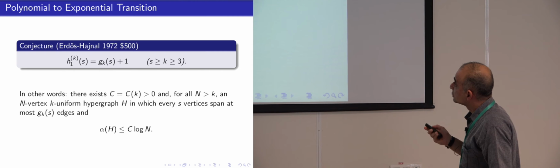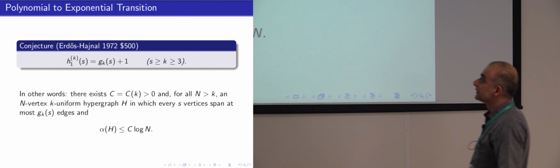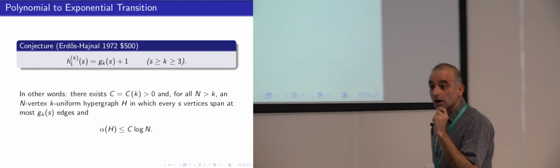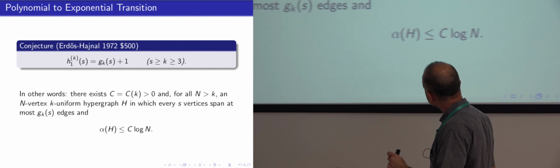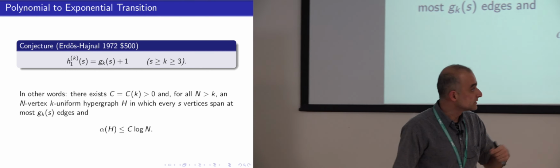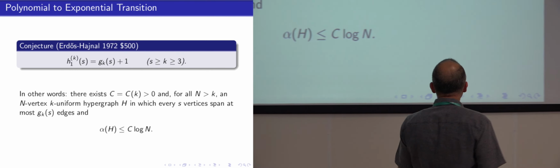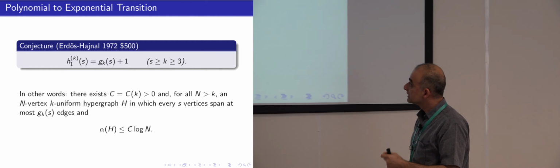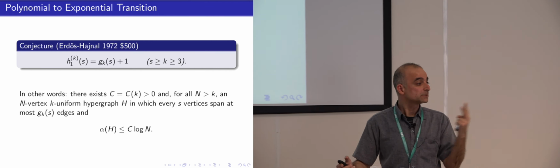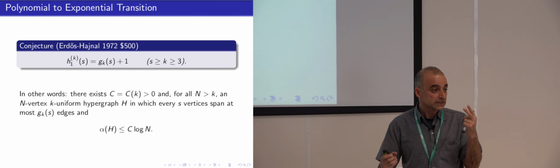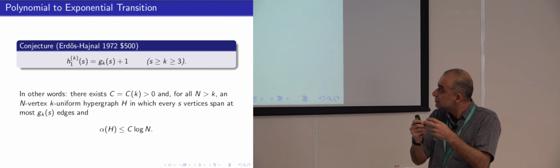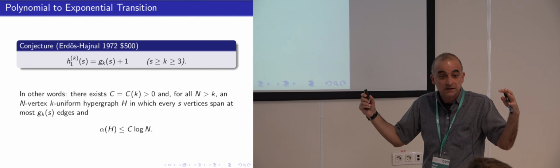And the conjecture, for which Erdős 20 years later offered $500, is that this is sharp. In other words, there's a construction, just like there was a construction over there. What does the construction mean? It means that there is a capital N vertex k uniform hypergraph with two properties, the competing properties that we always have in Ramsey theory. It should be sparse on the one hand, not too many edges. On the other hand, there should be enough edges to make the independence number small.